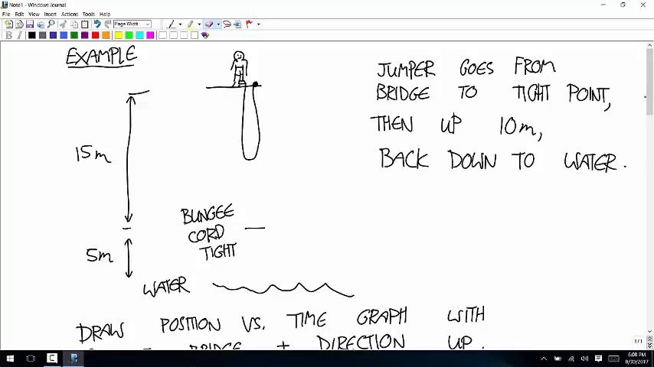I didn't give any of those, so we just won't have any numbers on the time axis. You know what I mean? So we'll just get sort of a rough shape. Okay, so bridge to where it's tight, up 10 meters, back down to the water.